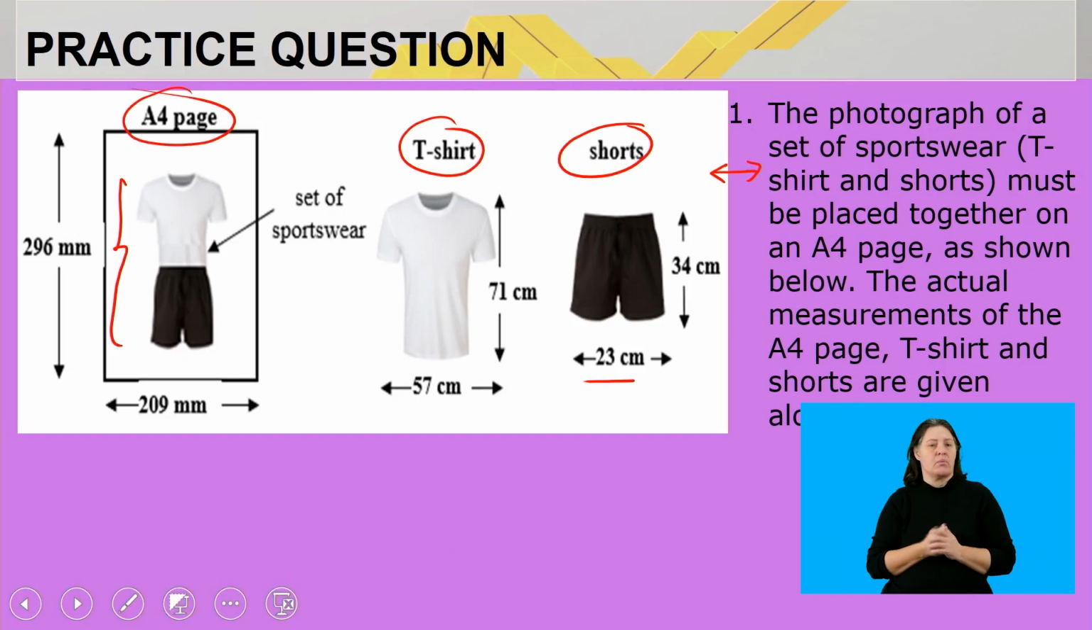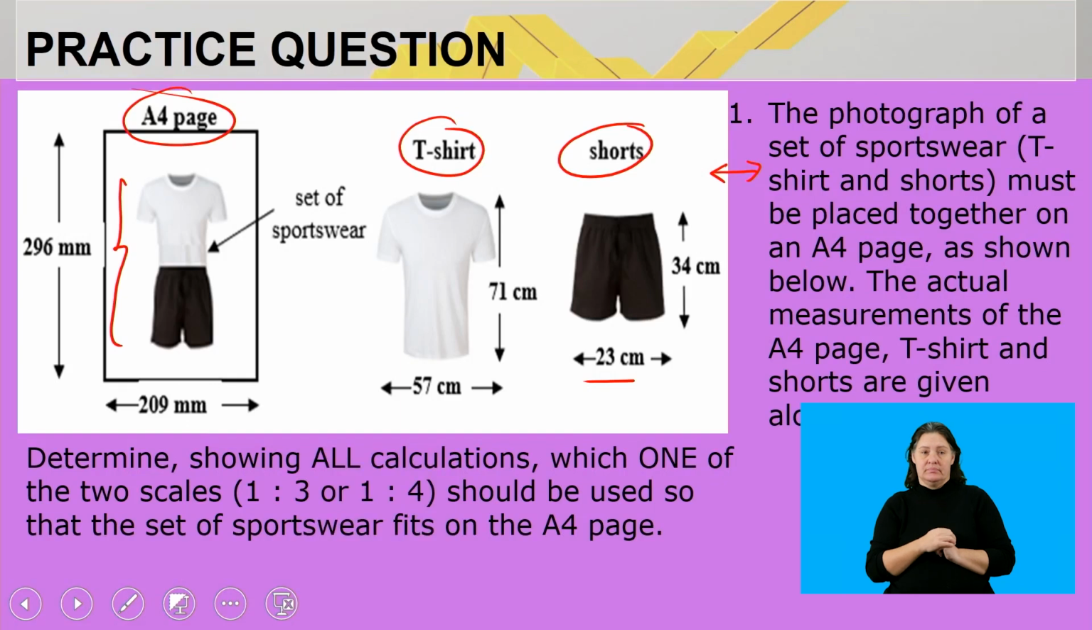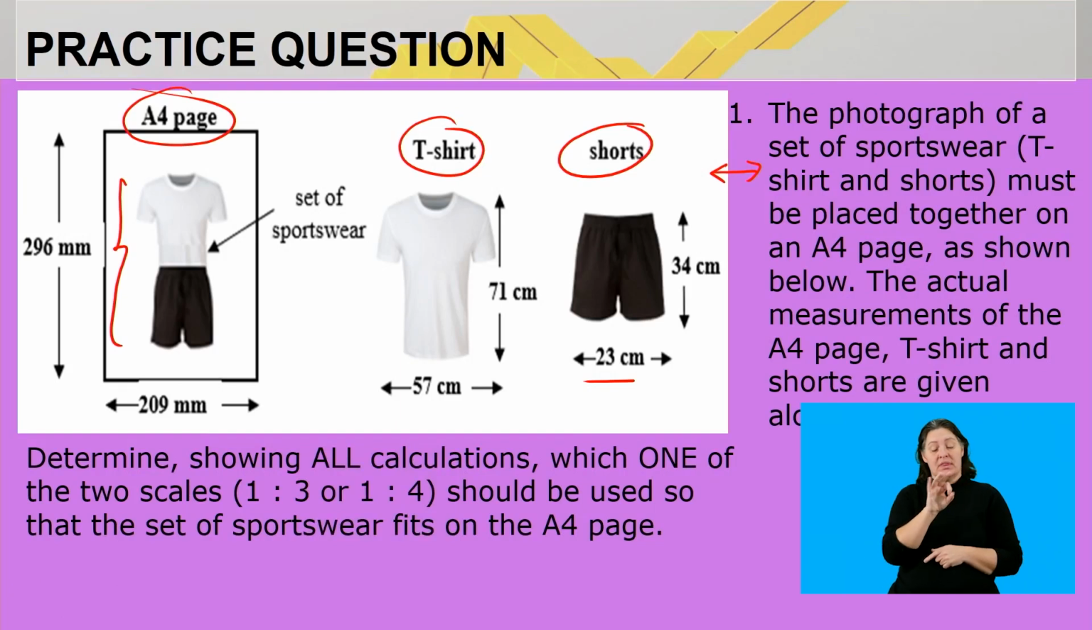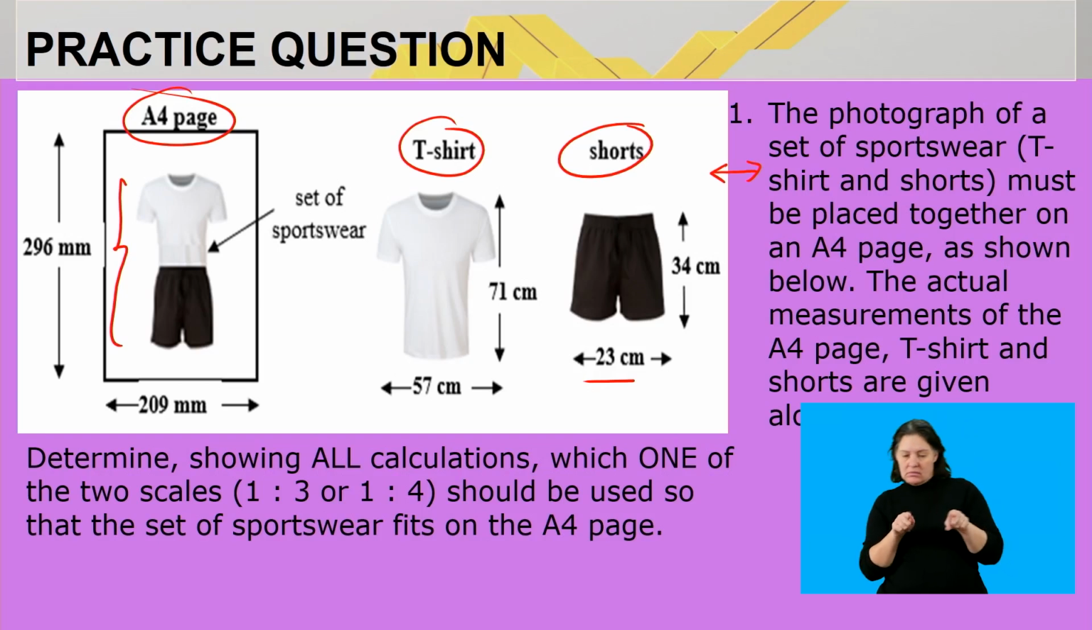But now, what is the specific question? It says, determine, showing all calculations, which one of the two scales, 1:3 or 1:4, should be used so that the set of sportswear fits on the A4 page. So basically, we must work with two different scales in order to see which one is most appropriate to use to fit this set of sportswear onto an A4 page.